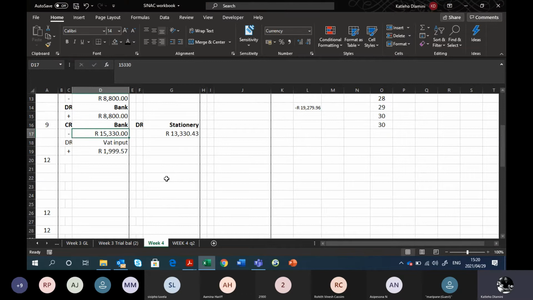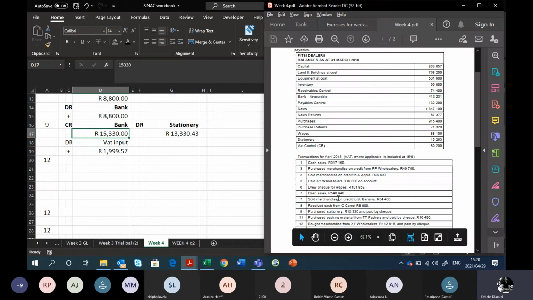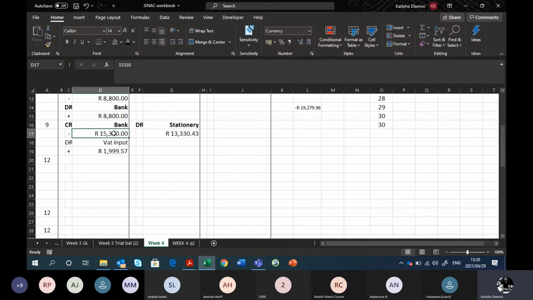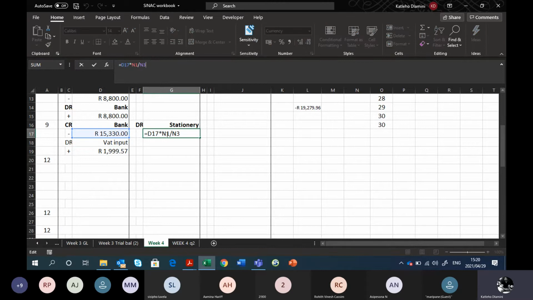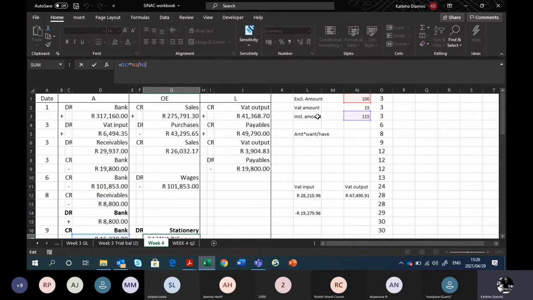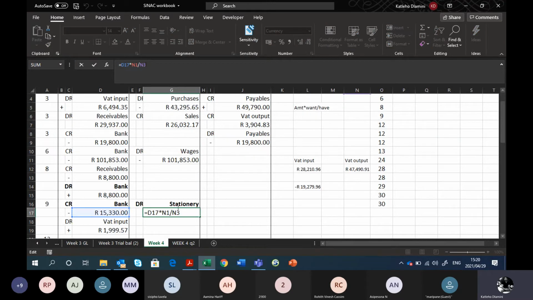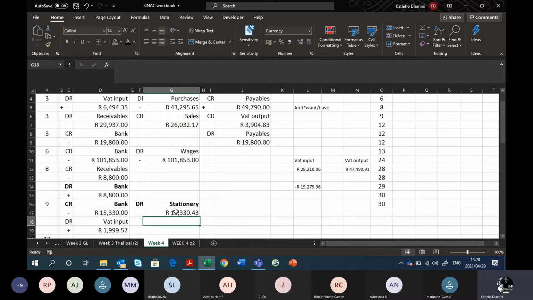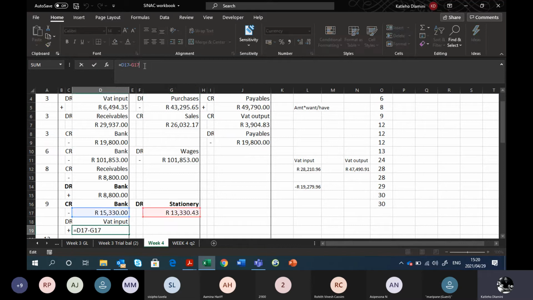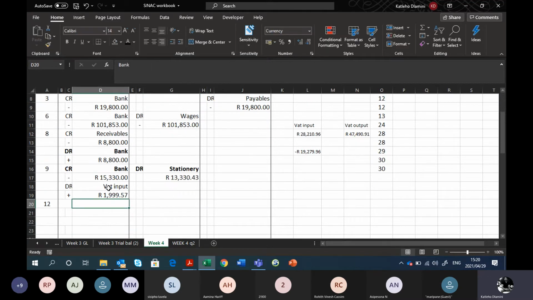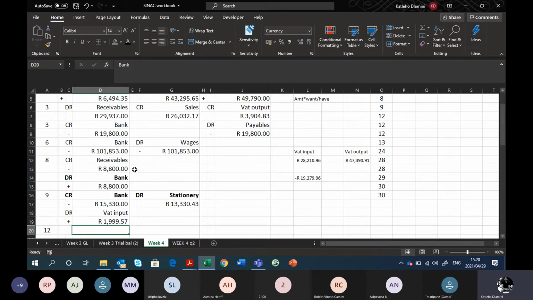So your bank account with that full amount, right? And then your input VAT will be debited with the VAT amount. So here it is. And then from here, we obviously multiply by 100 over 115, right? And then we're going to get that amount there. And then the difference between the two amounts is going to be your VAT input. All right.